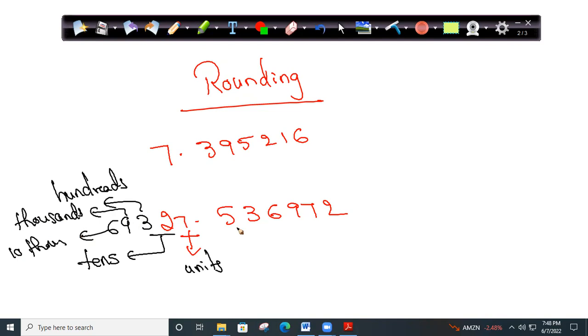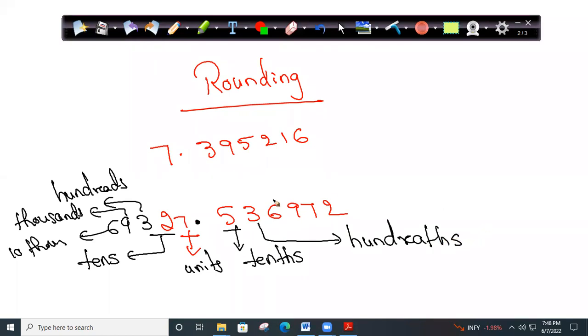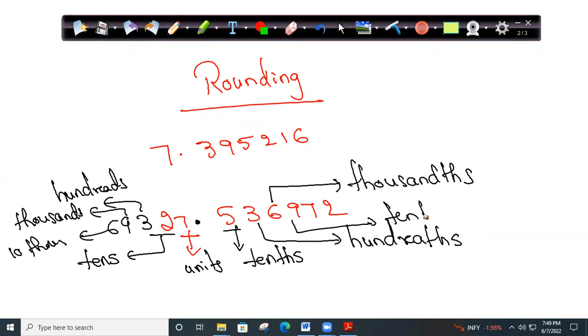Now come back here. What is this called? Many people don't know, I'm sure. This is called tenths. Why? Because 0.5 is 5 by 10. What is this 3 called? Hundredths. Not hundreds, hundredths. What is this 6 called? Thousandths. What is this 9 called? Ten-thousandths.